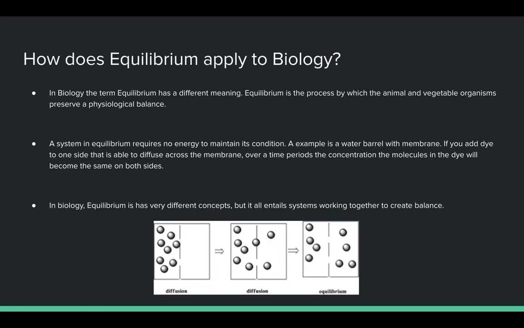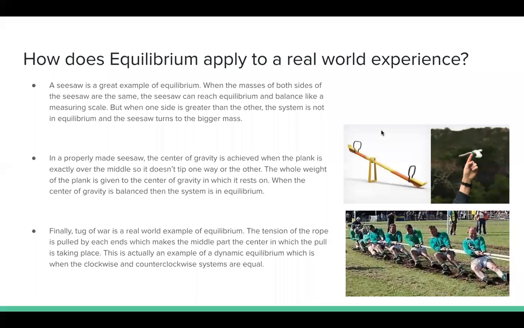An example is a water barrel with a membrane. If you add dye to one side that is able to diffuse across the membrane, over time the concentration of the molecules in the dye will become the same on both sides. In biology, equilibrium has very different concepts, but it entails systems working together to create balance.